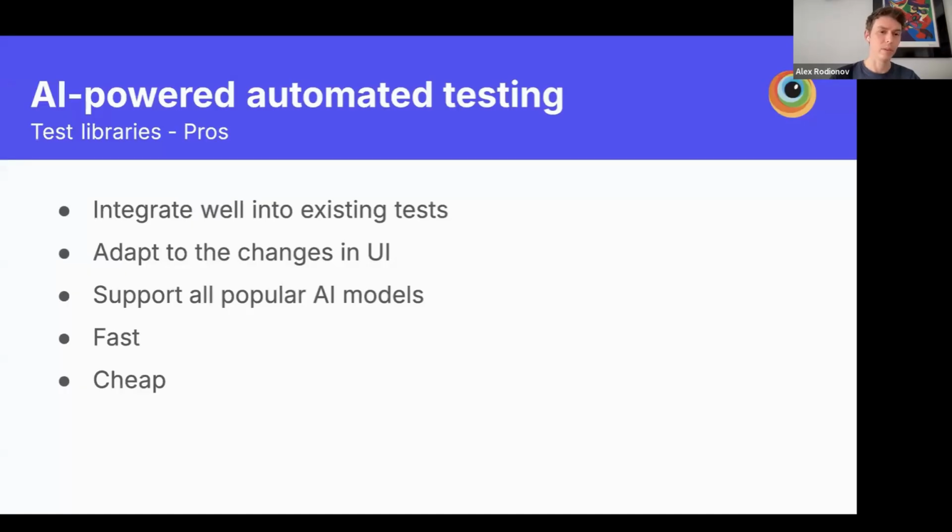Different test libraries have different support for AI models. Aluminum supports all of them, and it is extremely hard to make the same tool work consistently for different AI models. So we take a lot of effort to make that happen. It's also fast because we use caching and other things. Of course, it's not as fast as just a regular Selenium test. There is an extra layer of communication here with AI, but it's fast enough.